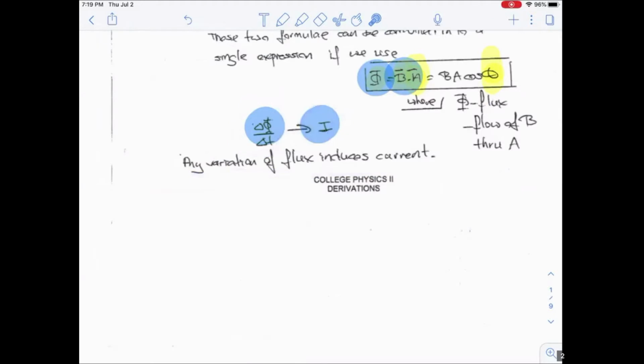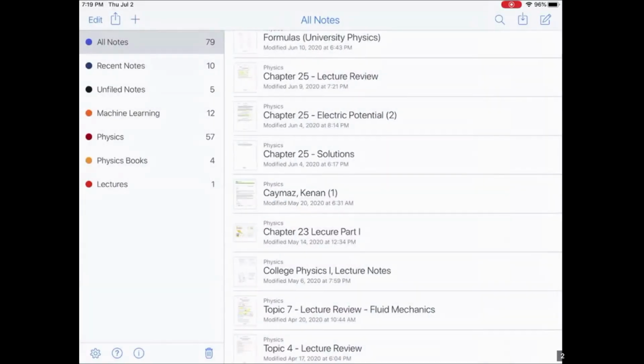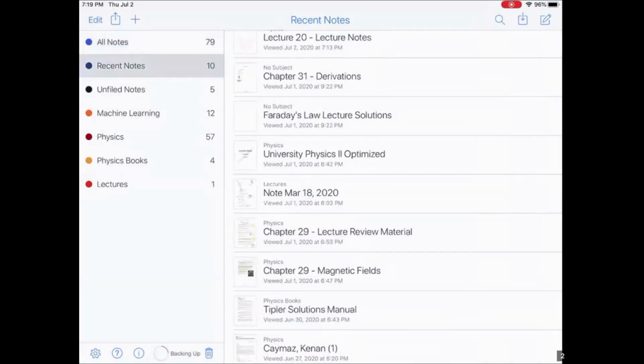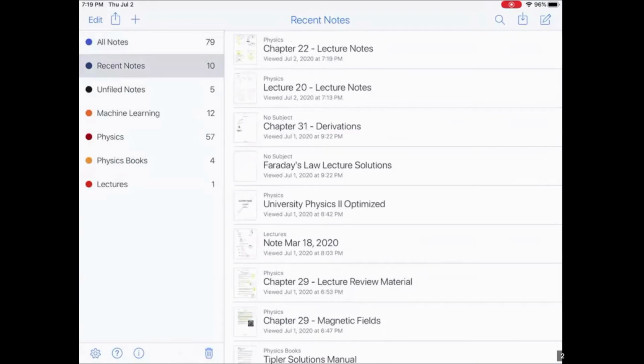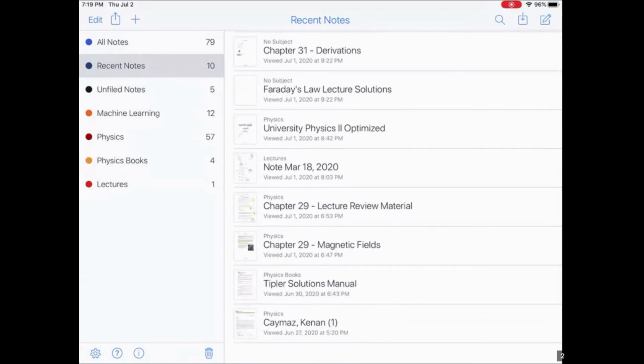That's it. This becomes Faraday's law. So Faraday's law, simply put, is any variation of flux will induce current. And then we also came up with a mathematical expression for it. So any variation of flux will induce current. I'll let you know it's 22, 31 derivations. Okay, it's fine.